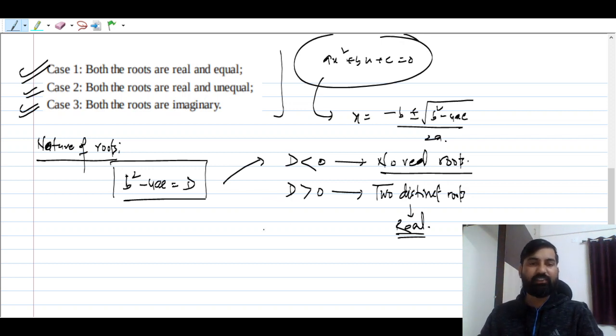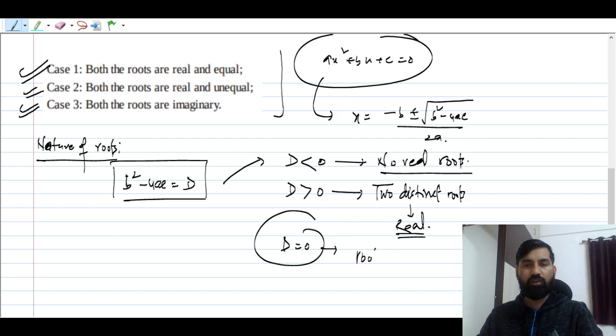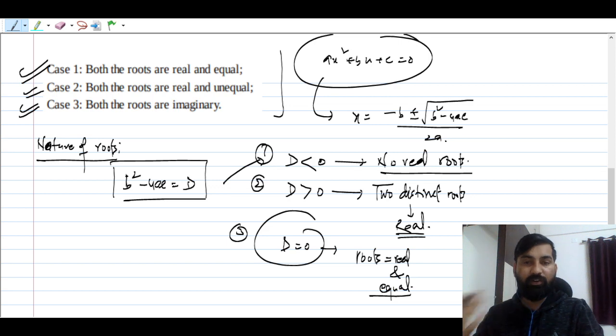And if d is equal to 0, this is also one possibility. Okay, so the roots will be real and equal. So if you know these 3 points, then your life becomes very simple in case of quadratic equations. Okay, let's go. So as I said, if d equal to 0, what are the roots? Roots can be found with the help of minus b by 2a simply.